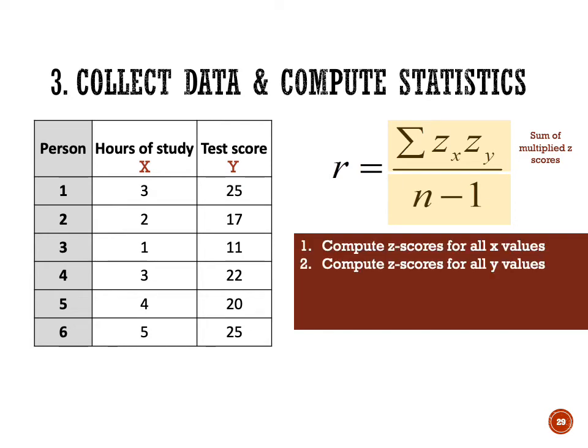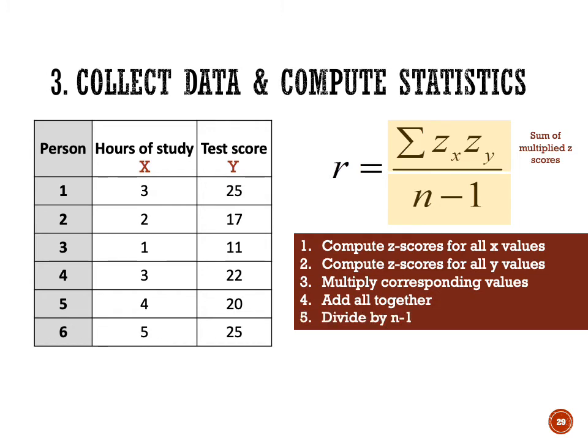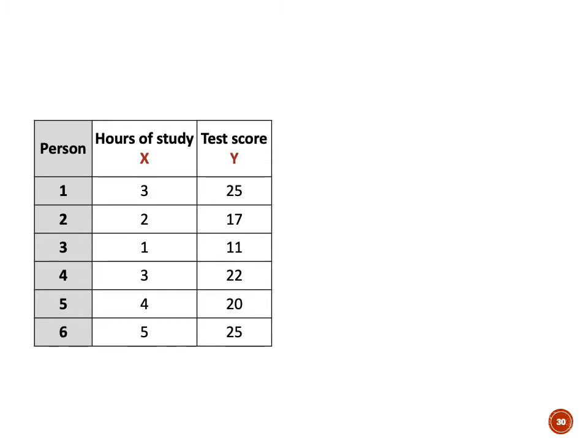So we will compute the z-scores for x; for everybody's hours of study, we'll get a z-score. Then we will compute the z-scores for the y variable, which is each person's test score. So we will compute those z-scores, and then we will multiply the corresponding z-scores together. So each person's corresponding z-scores, we'll multiply them together. And then we're going to add all of that together, get the sum. That's the sum of multiplied z-scores. And then finally, we're going to divide that by n minus 1 in order to solve for R. So those are our steps. Again, we're going to walk through it together. All right, let's get started.